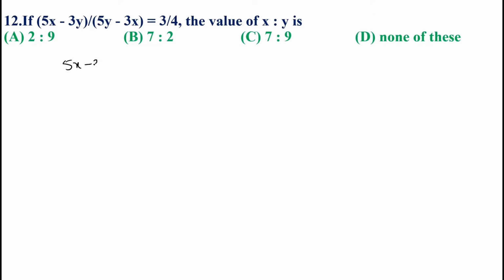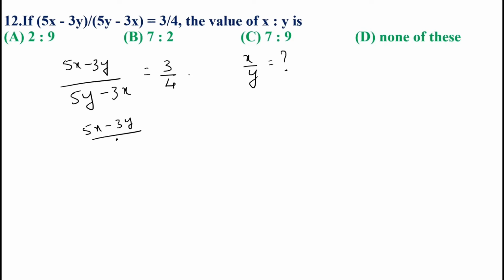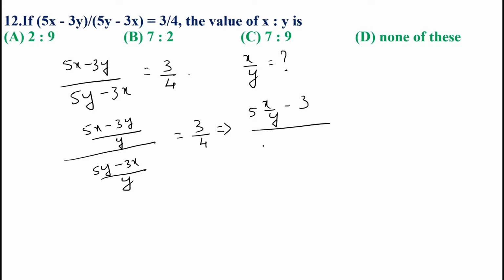(5x minus 3y) by (5y minus 3x) they have given as 3 by 4. Find the value of x by y. Divide the numerator and denominator by y. So this will become (5x minus 3y) by y, and the denominator also by y, (5y minus 3x) by y. This is equal to, they have given, 3 by 4. So this will become (5x by y minus 3) by (5 minus 3x by y) is equal to 3 by 4.